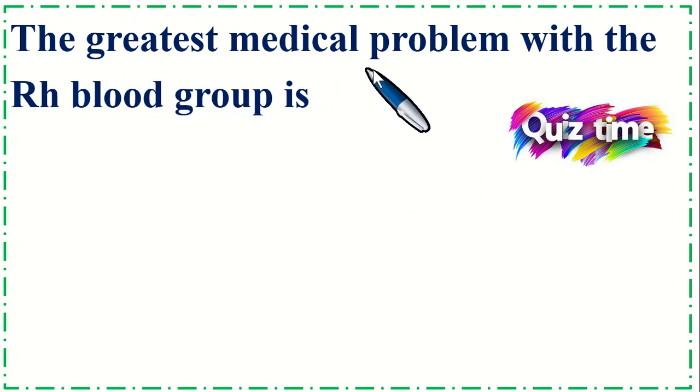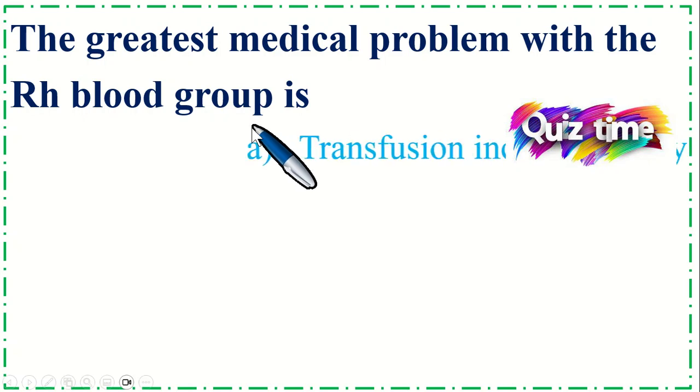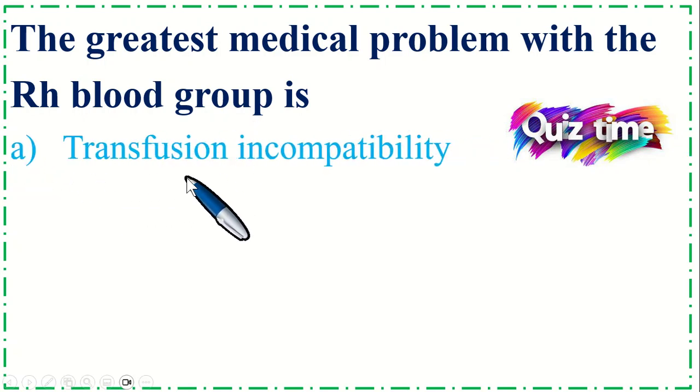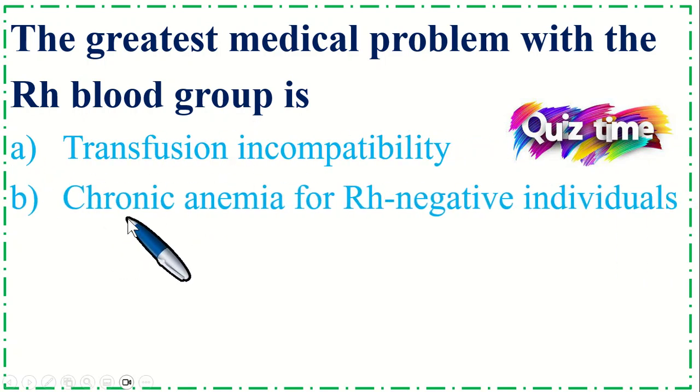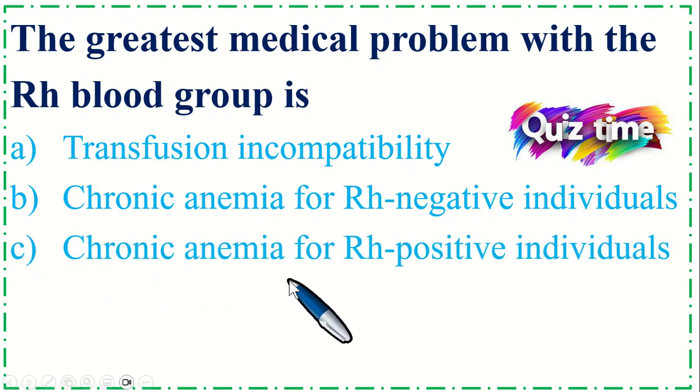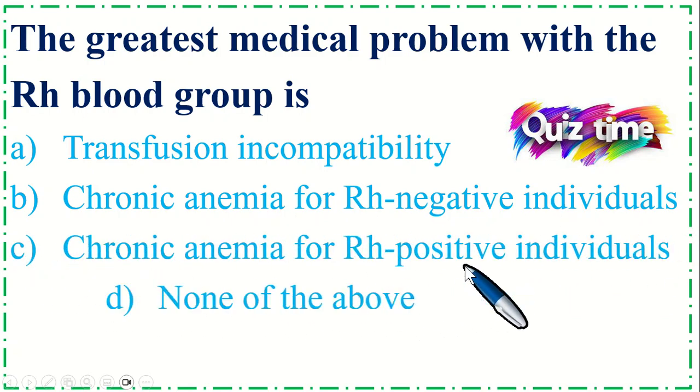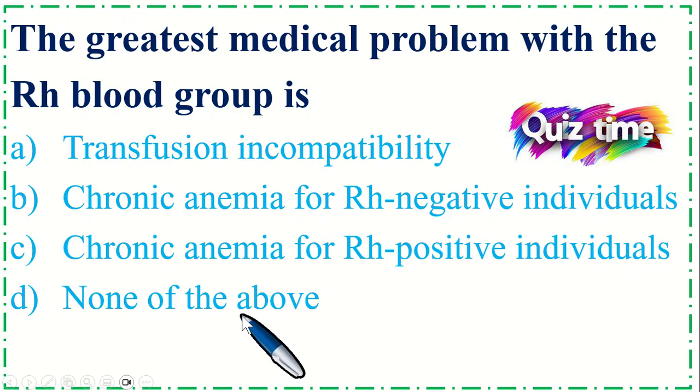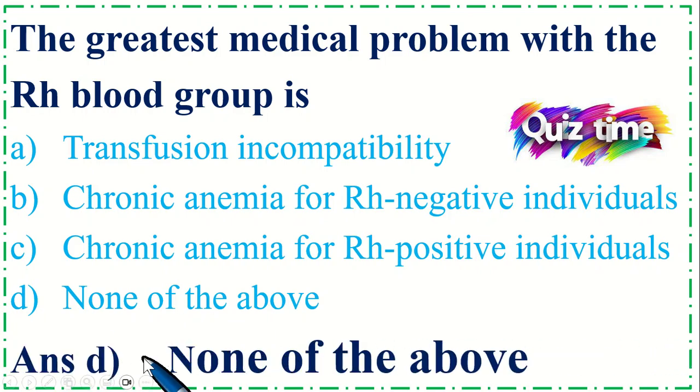The greatest medical problem with the RH blood group is: option A, transfusion incompatibility; B, chronic anemia for RH negative individuals; option C, chronic anemia for the RH positive individual; and option D, none of the above. So the correct option is D, none of the above.